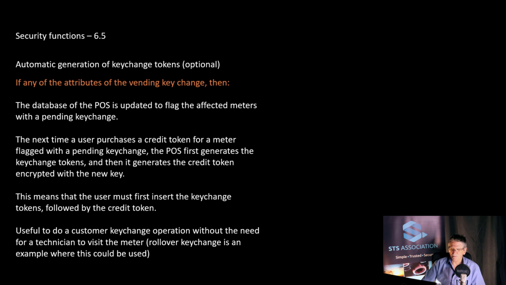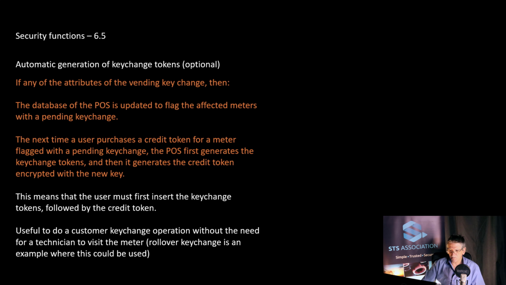And this is how it works. Any attributes of the vending key change, then the database of the POS is updated to flag the affected meters with a pending key change. When the user comes to purchase credit with a pending key change, then the point of sale first generates the key change tokens, but the credit token it generates will be encrypted with the new key.